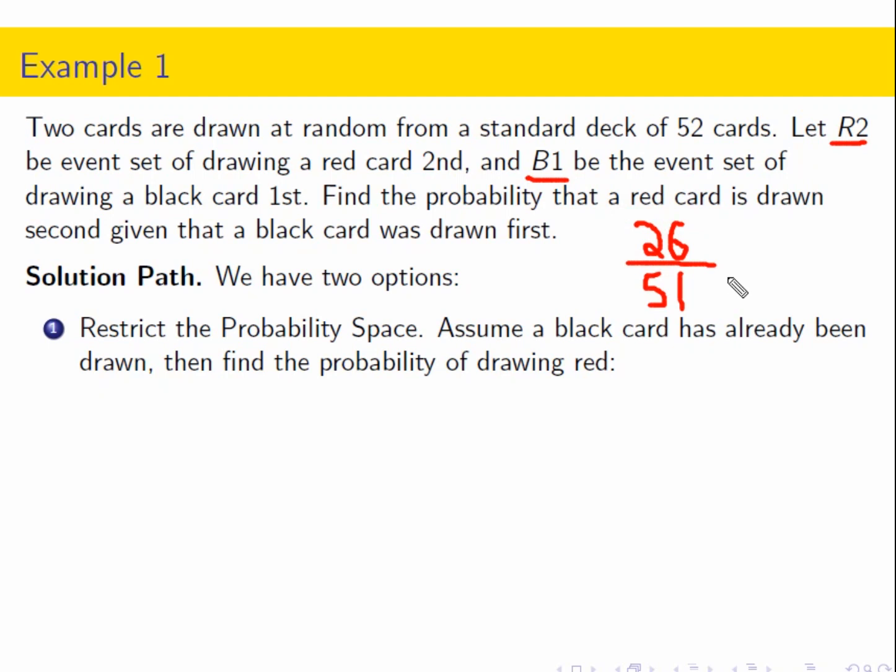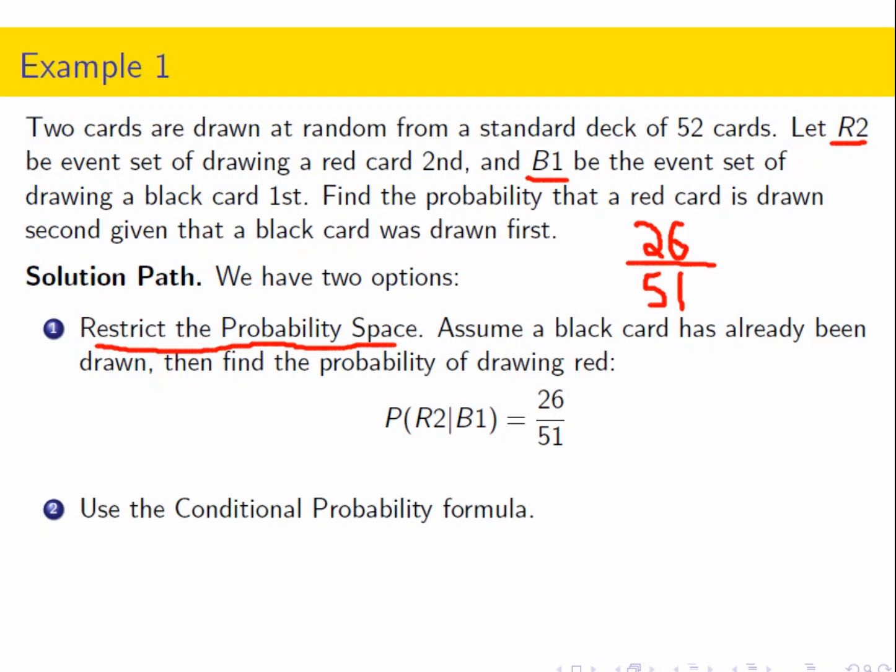So this is the probability approach when I restrict the probability space. Just assume the first event has happened and calculate. So that's how we're getting the probability that we draw a red second, given that a black has been drawn first. We can also use the formulas. The probability formula says that the probability of B1 given R2 is equal to the probability of the intersection divided by the probability of R2.